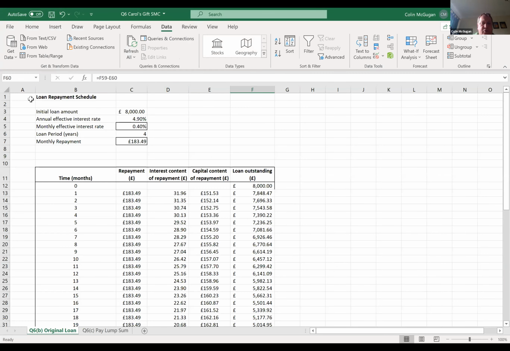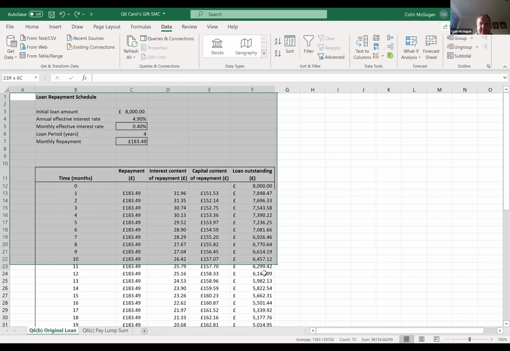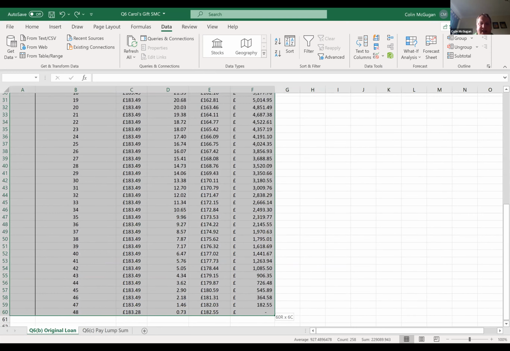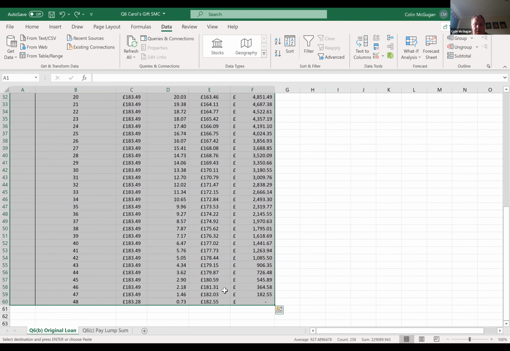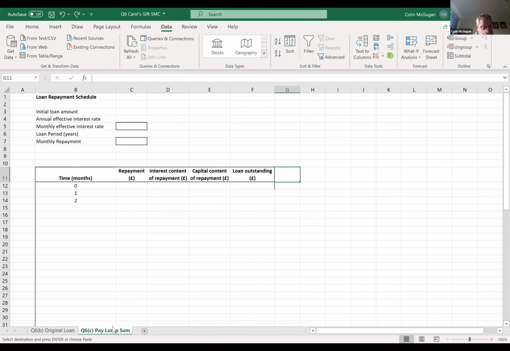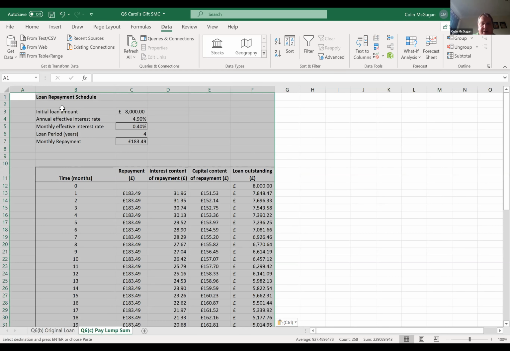So the first thing I'm going to do here is simply copy this whole spreadsheet, so they'll be given a blank spreadsheet again on the next bit for part C. So it looks like that. And all I'm going to do is copy that on top of that, because obviously just now a lot of that information is still valid at the start.